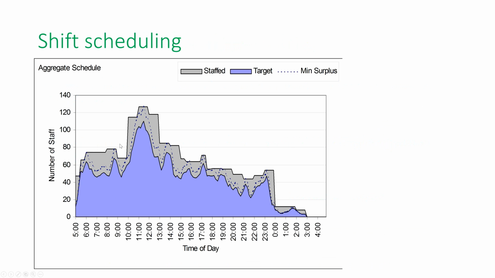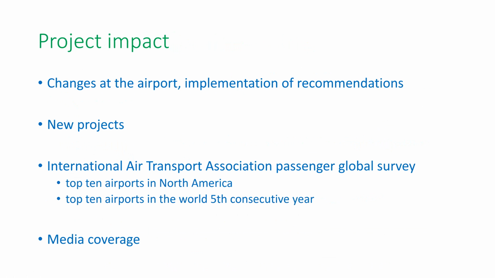The project was received very well. They made most of the changes and implemented the recommendations, and we started new projects with them. Vancouver Airport is always ranked very well in the surveys, and the project got lots of media coverage as well.